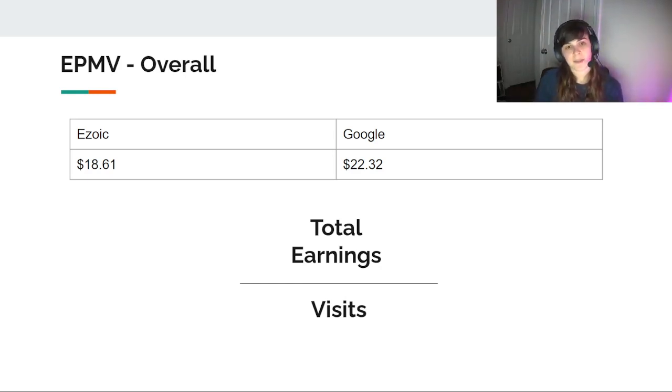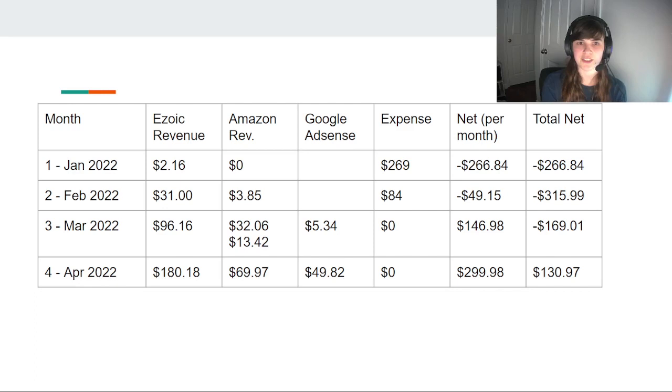per visitor. So this is going to be higher because I'm including the Amazon affiliates, but the visits are staying the same. So in this metric, I'm over $15 in EPMV. With the Ezoic visits, that's $18.61. And for the Google visits, it's $22.32. Compared to previous months, this is actually a little bit lower, but that's okay. I'll continue to monitor it and see how it changes over time.